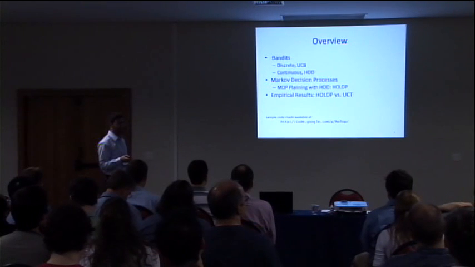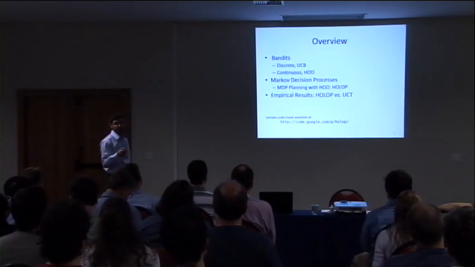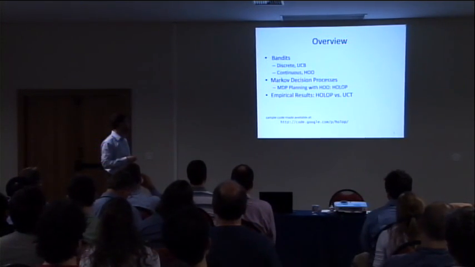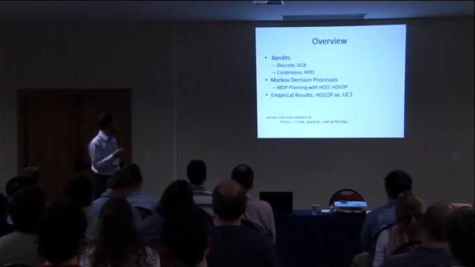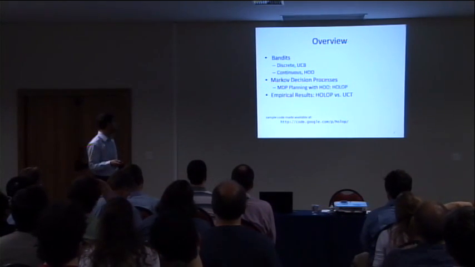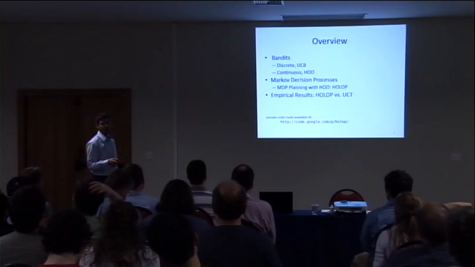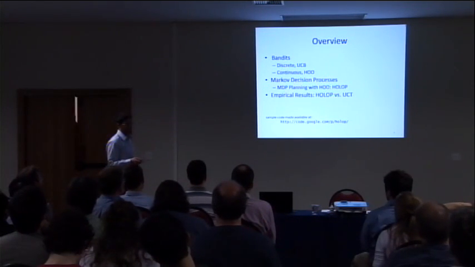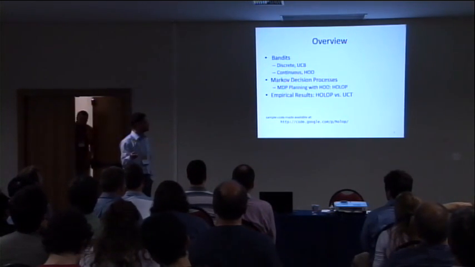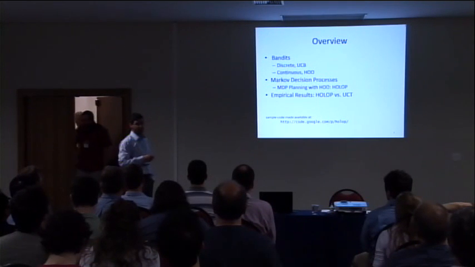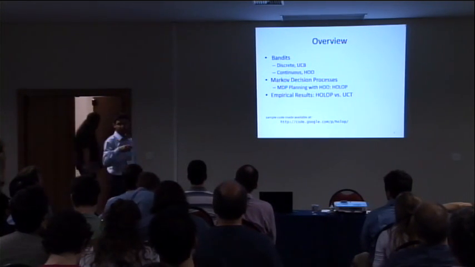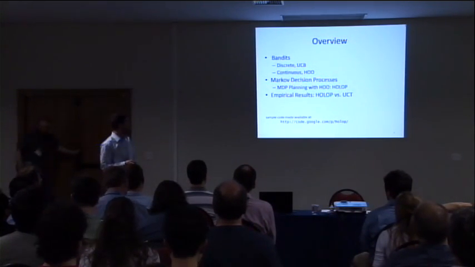So in terms of the overview, I'm going to talk about the discrete bandit problem, which is probably the most simple bandit problem that exists, and then the extension to the continuous setting. And from there, I'll go into Markov decision processes, as well as how to turn a bandit planner into a Markov decision process planner. And then finally, I'll show parameters of the approach.